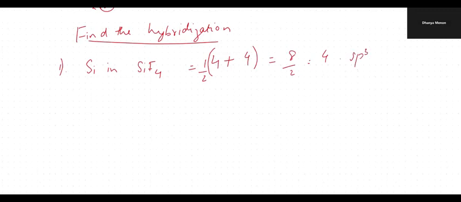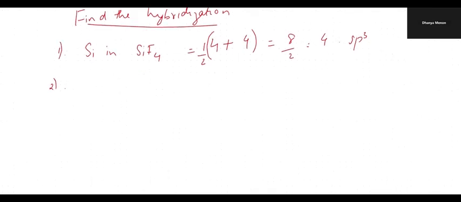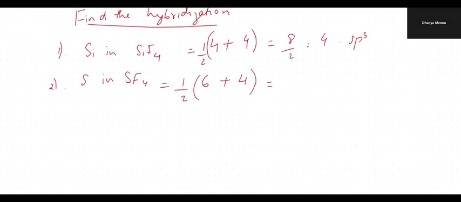Second one is sulfur in SF4. Half of, what is the valence electron? Sulfur is the oxygen family. So 6 plus. There's no positive, there's no negative, but monovalent atoms are there, 4. So 10 by 2, which is equal to 5. 5 hybrid orbitals, sp3d, trigonal bipyramidal.